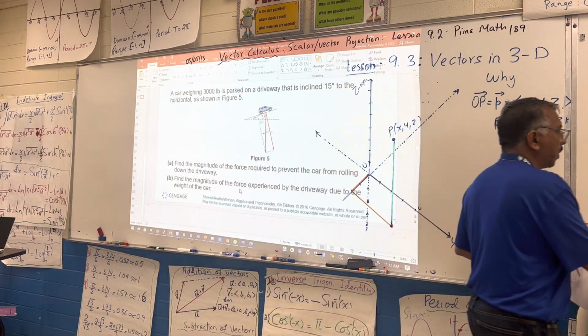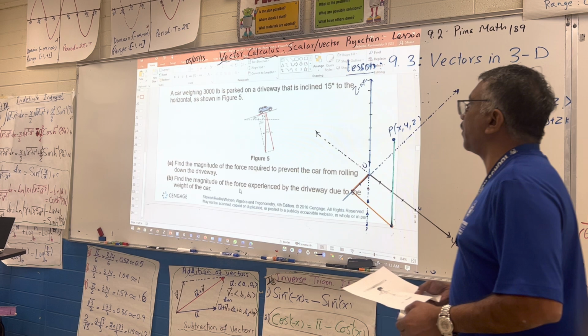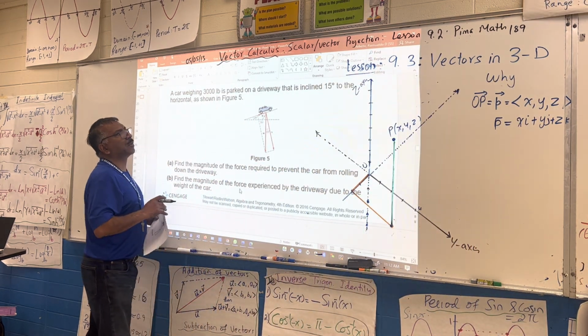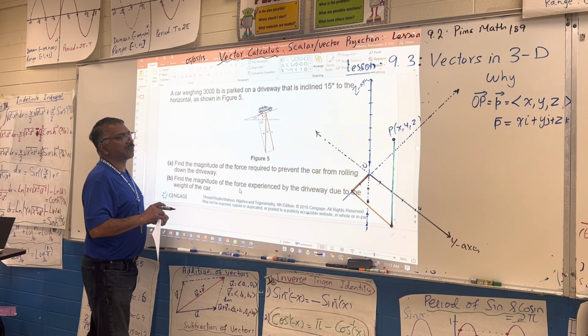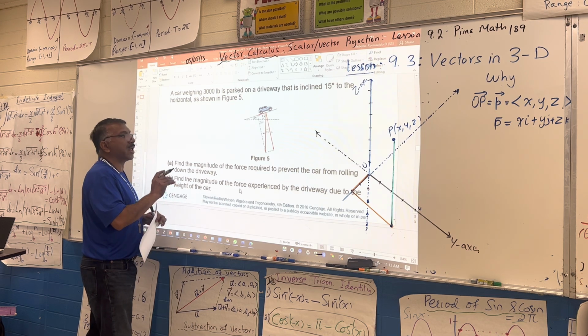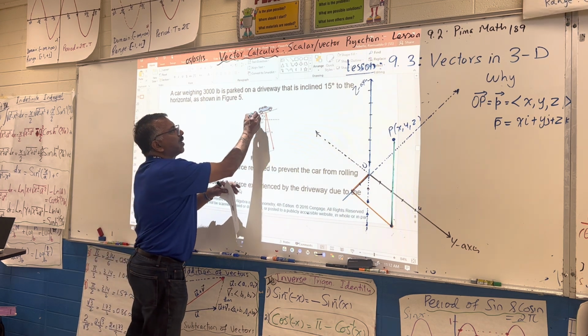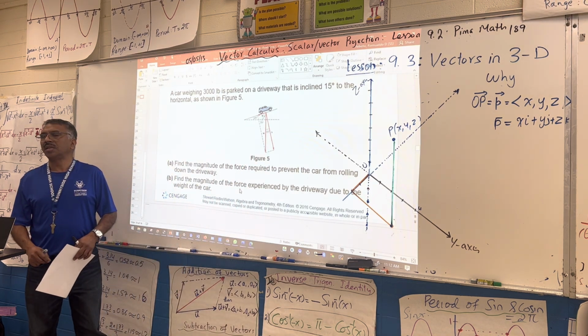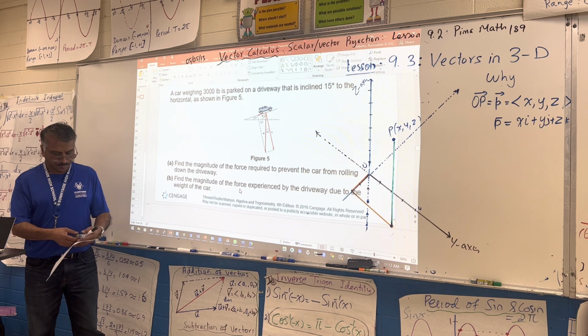So what is our goal here? Can we figure out how much force I should put on it, the magnitude of the force required to prevent the car from rolling? That means we have to stop it. So what is that force we have to put? I want you to copy this question first and then I'll walk through. Within 3 minutes we should be done with this.